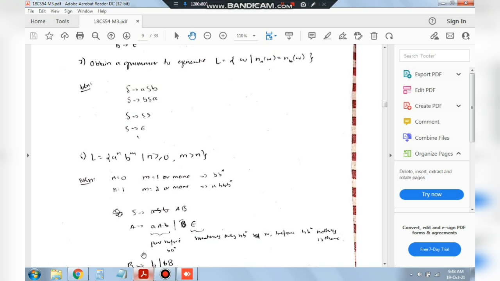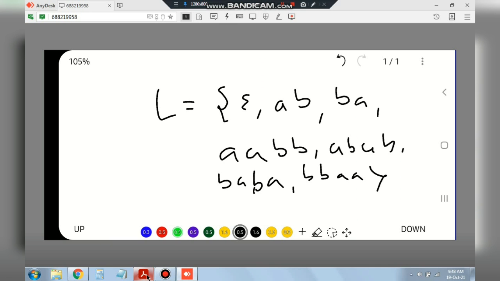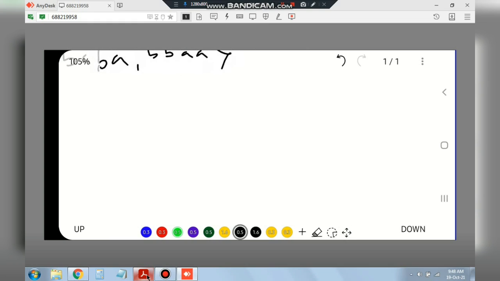Firstly, we'll have to note down the first string, which is s goes to epsilon. Okay, this is a valid string, and we can have combinations, right, like AB or BA. If it is AB, we can substitute s with any of these two strings, so it will be AB, BA. So the two possibilities are s goes to A S B and s goes to B S A.